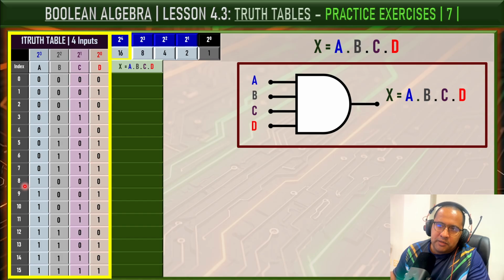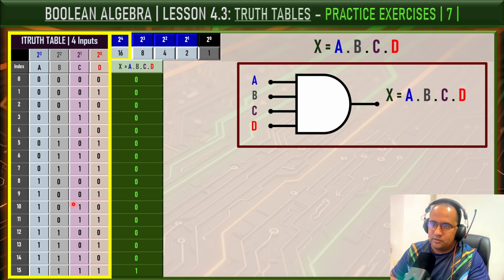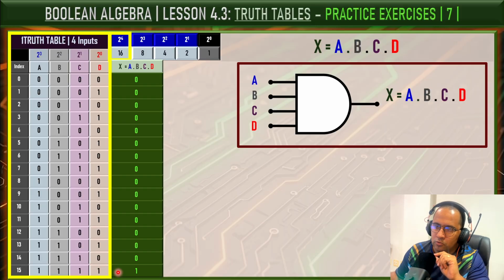Now let's observe the input combinations. Notice that every row except the last one contains at least one input equal to 0. Therefore, all these rows automatically produce a logic 0 at the output. Okay, so we can immediately complete all these rows with a logic 0. Only one combination remains. In the last row, A, B, C, and D are all equal to 1. This is the only row where the AND gate condition is fully satisfied. Therefore, the output becomes 1.